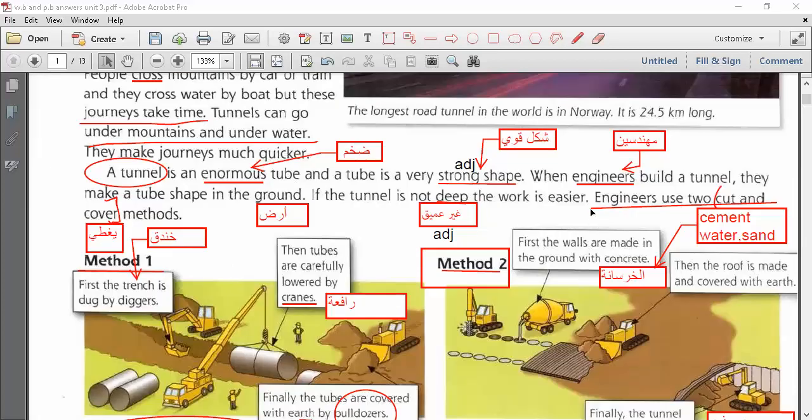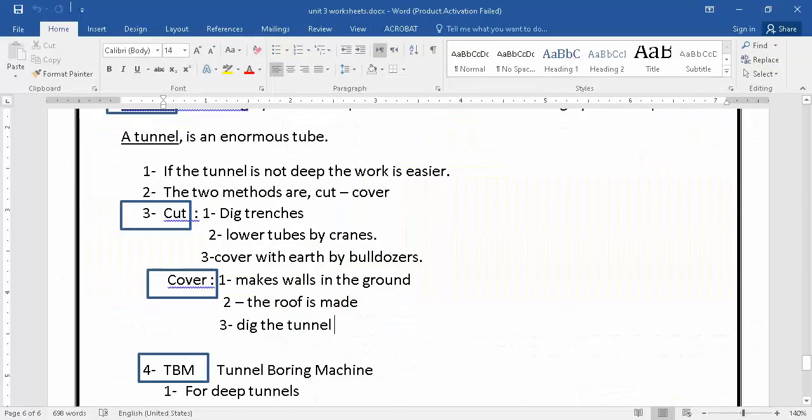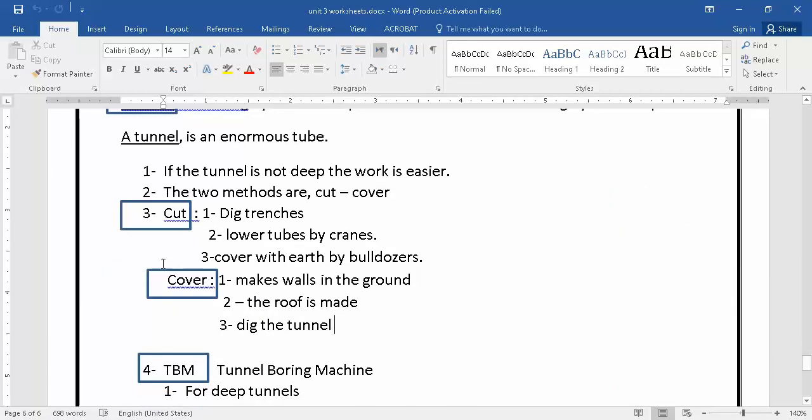When engineers build a tunnel, they make a tube shape in the ground. If the tunnel is not deep, the work is easier. Now we have two methods, method 1 and method 2. What is method 1 and what is method 2? In method 1, you can see that it is called cut: dig trenches, lower tubes by cranes, and cover with earth by bulldozers. Method 2 is called cover: making walls in the ground, then the roof is made, after that dig the tunnel.